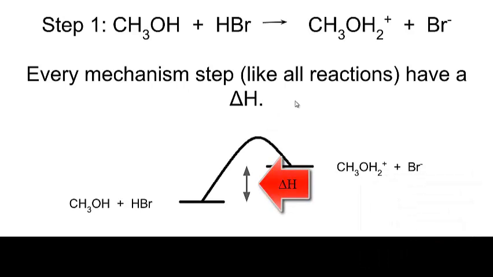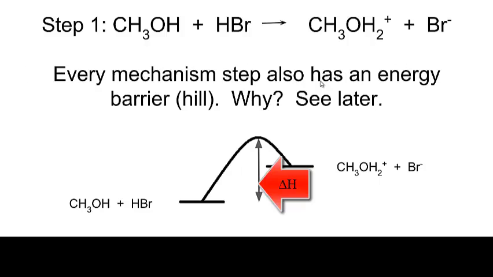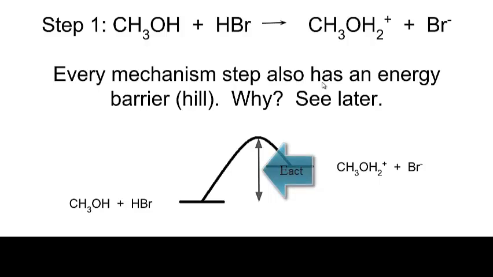Like every mechanism step, like every reaction, it will have a delta H. So the delta H, the difference between the energy of the starting and the product of that mechanism step, is some particular value represented by this double-headed arrow here. And every step will have an energy between the starting material and the top of the hill. That's sometimes called the activation energy for that particular step. In other words, that's the amount of energy you have to put into it before it can go back down again to the products of that first step. Why? Again, well, I've sort of hinted at it. We'll see again a little bit more in a minute.